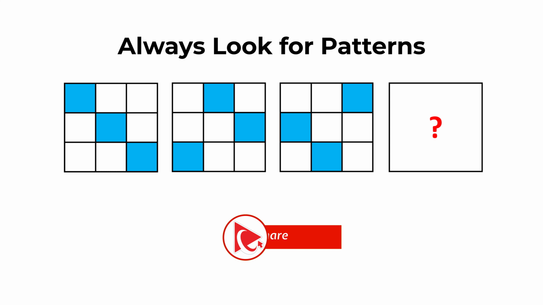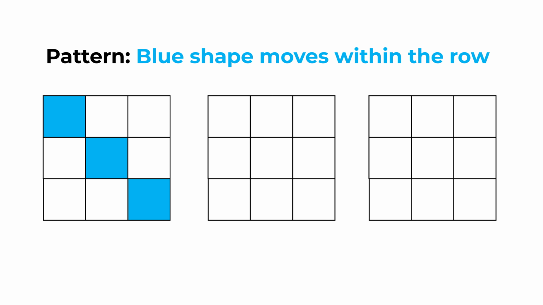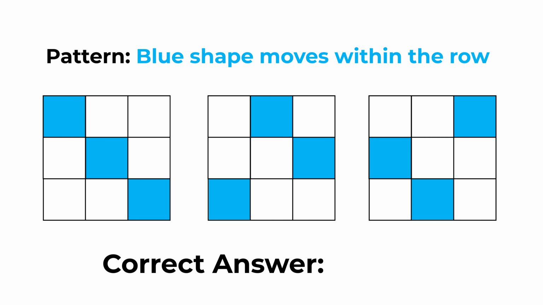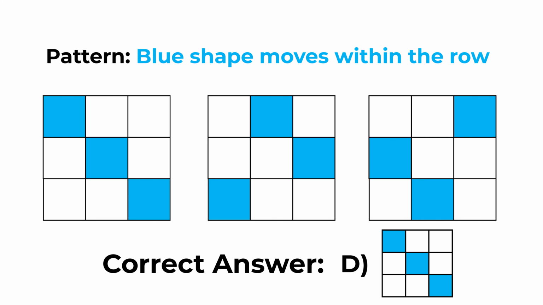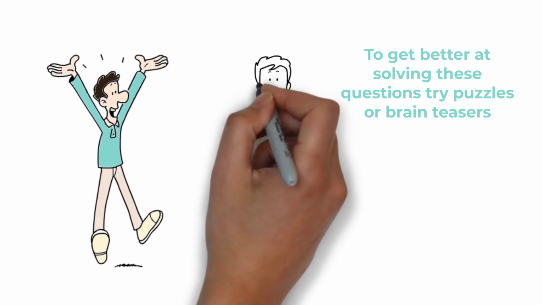What you need to know to answer this particular question is that the blue shape moves within the row of the larger shape. In each row, the blue shape moves from left to right, 1 step at a time. And once the blue shape reaches the end of the row on the right, it reappears on the left. So the correct answer here is choice D. Hopefully you've nailed this question and now know how to answer similar problems on the test.